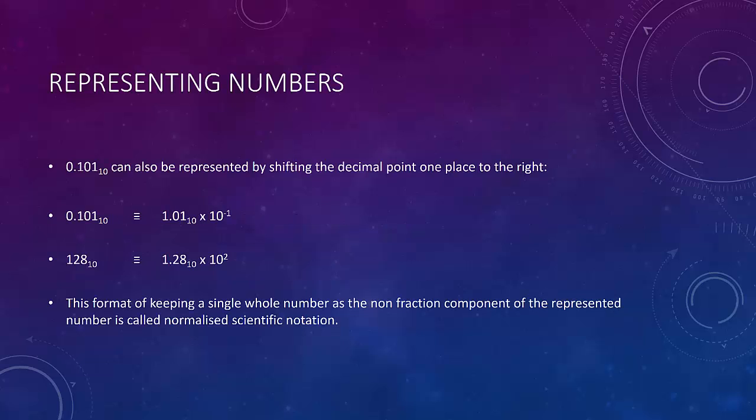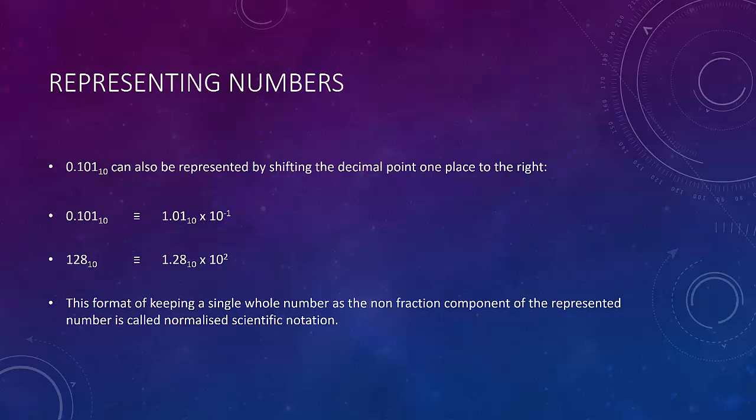Representing numbers. So, if we have a denary number such as 0.101, we can also represent this by shifting the numbers so that they are 1.01 and then multiplying that by 10 with an exponent of -1. What this means is that if the number is actually 0.101, then to represent it as 1.01, we've effectively multiplied it by 10. So to get back to that original number, we need to divide by 10. And 10 to the power of -1 is the same as writing 1 over 10.